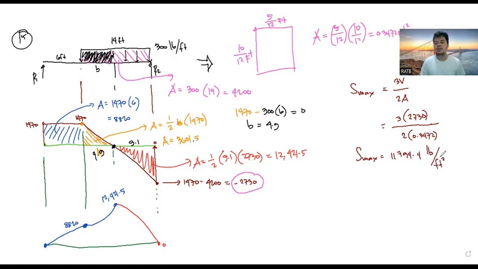So we have to convert it to inches, or that depends on you. You may start with inches at first, or you may start with feet. Anyway, they will arrive at the same answer. This will be multiplied with 1 foot over 12 inches squared, and then you will have 81.91 psi.